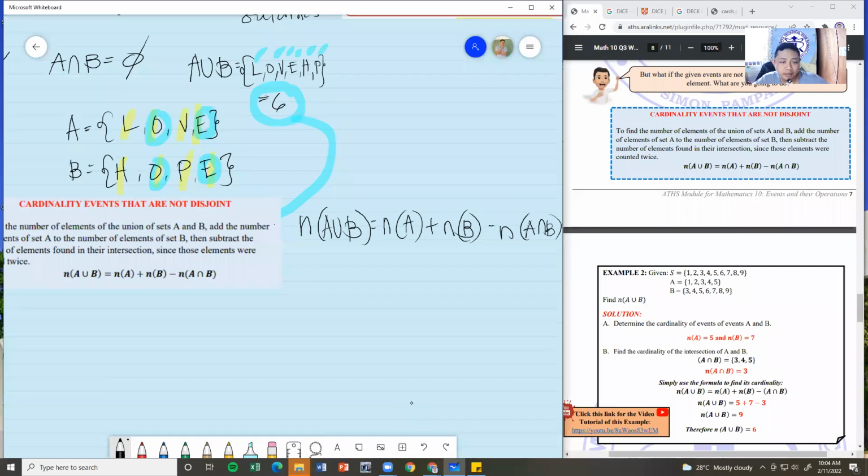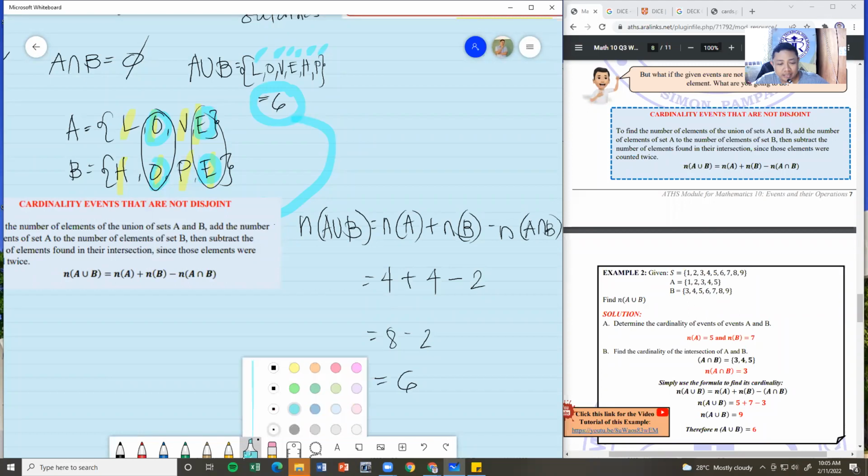So we have here the number of elements in A is 4, plus the cardinality of B is also 4. Can you follow? Minus the cardinality of their intersection. Their intersection is O and E, and that's 2. Can you follow? And so, when we do this, that becomes 8 minus 2, and this is equal to 6.